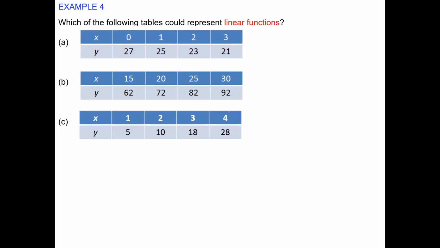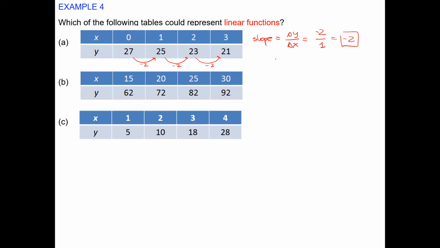Now let's check the differences in y's. 27 goes to 25, we subtract 2. We subtract 2, and we subtract 2. The difference in y's is constant between each value, so we can use delta y over delta x. With delta x jumping by 1 and y decreasing by 2, that means the slope is -2.